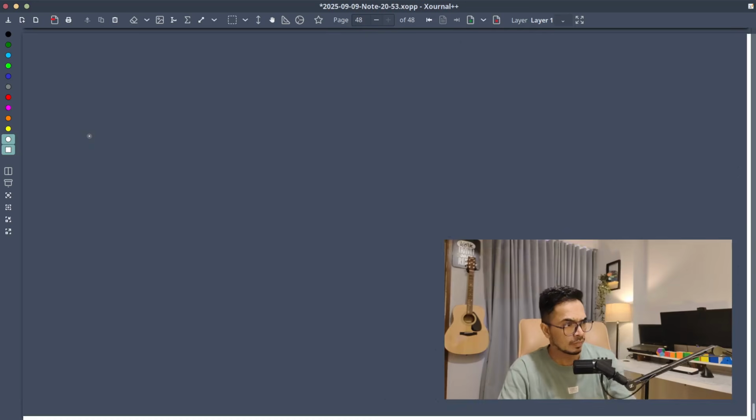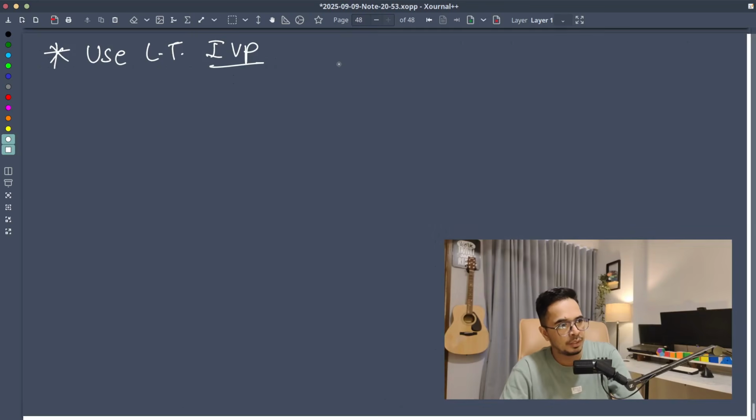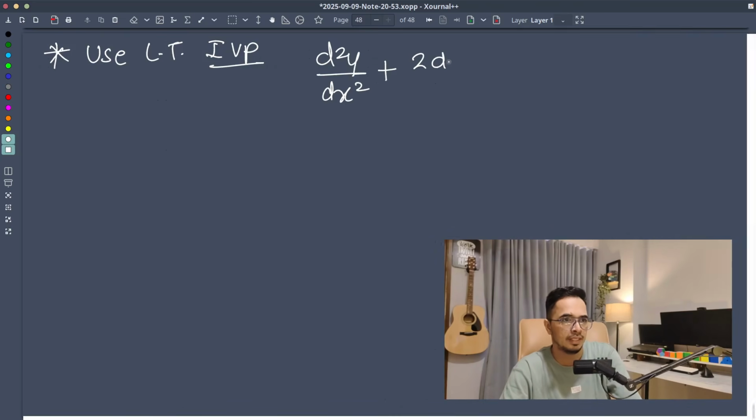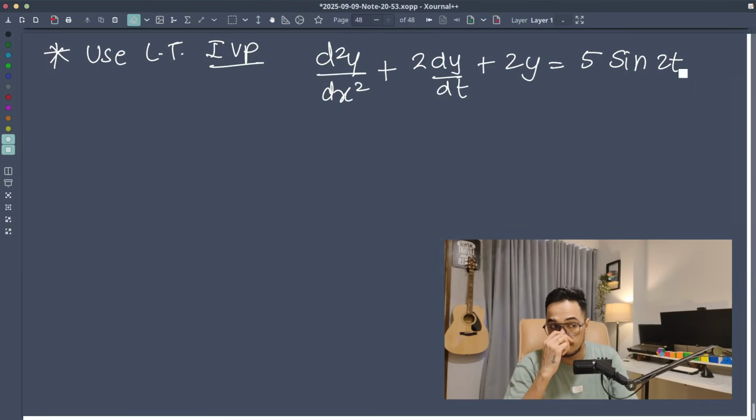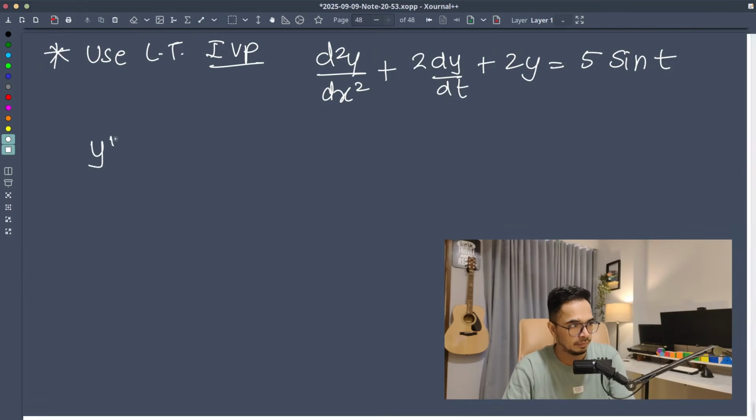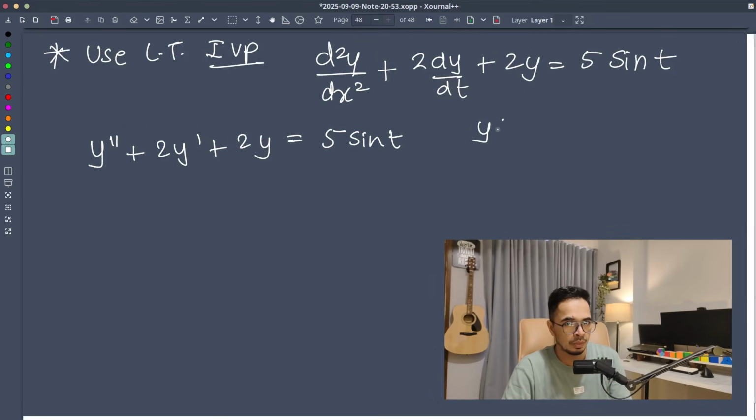right? Now let us use Laplace transform for say initial value problems. Let us write down d2y by dt square plus 2dy by dt plus 2y is equal to 5 sine t. Or maybe let us take t for the case of simplicity. Now we can simply represent it in this fashion, and the initial conditions have been given. You know the drill now.